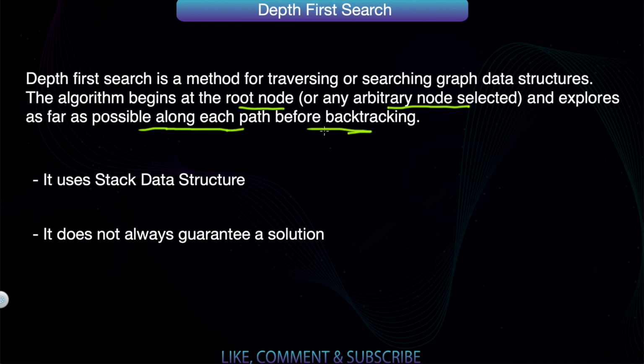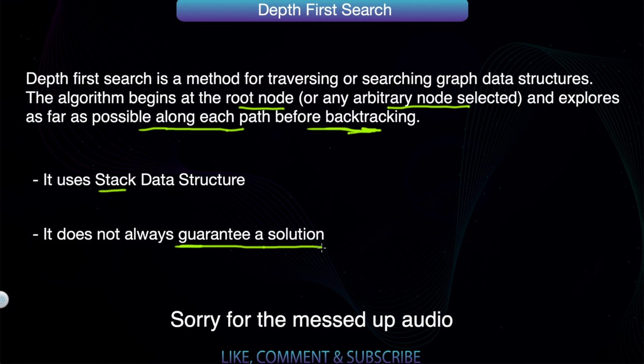One characteristic of DFS is that it backtracks. It basically uses a stack data structure to do that, or you can just do recursive calls, and it does not always guarantee a solution, unlike breadth first search, which guarantees a solution. So let's see an example to understand better.